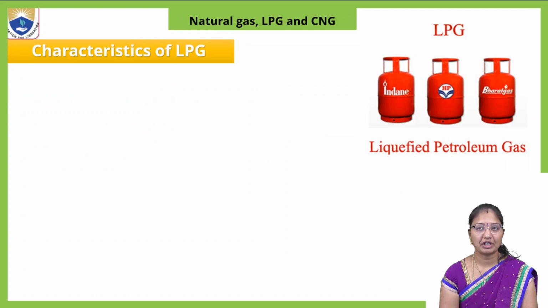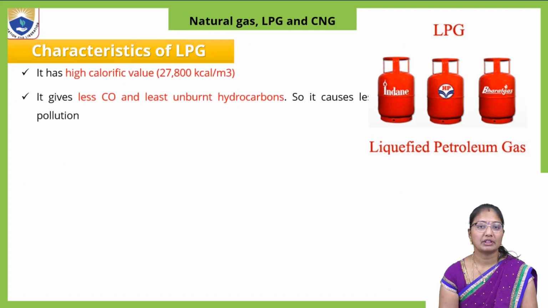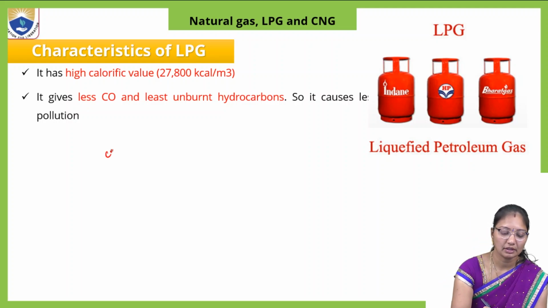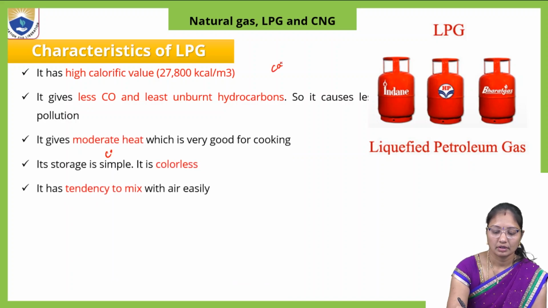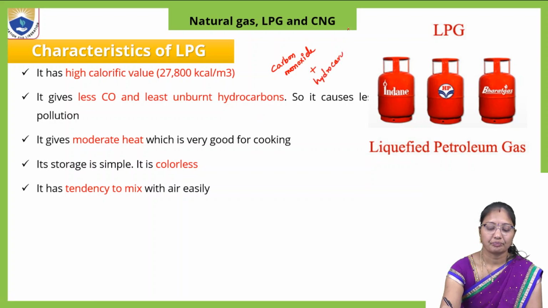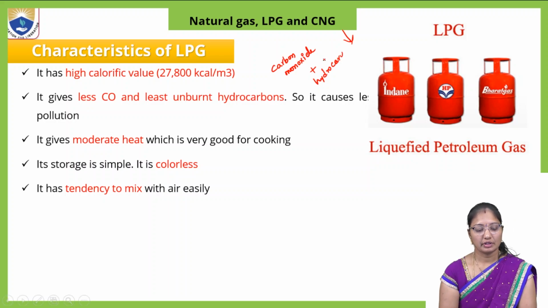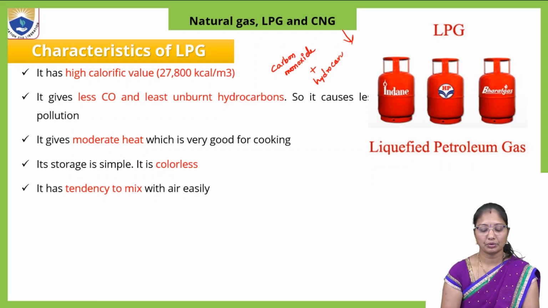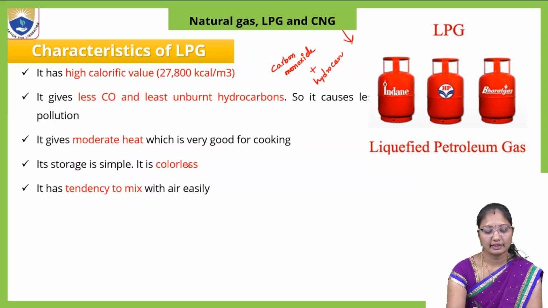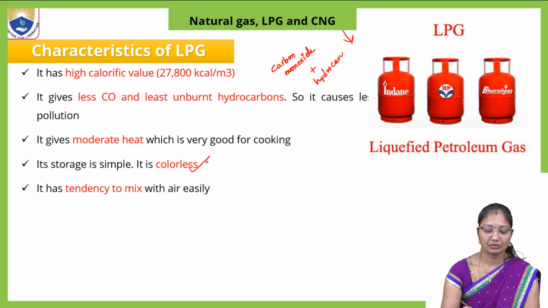This is the liquefied petroleum gas. The calorific value of this gas is high. It gives less CO, meaning carbon monoxide, emission, which will definitely be less compared to gasolines like petrol and diesel, and the least unburnt hydrocarbons. It gives moderate heat, which is very good for cooking, storage is simple, transportation is simple, and it is colorless. It has a tendency to mix with air easily.